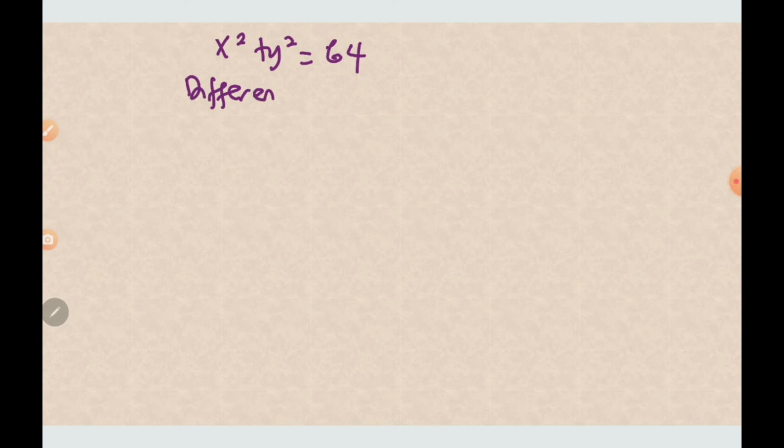Now we will be using the Pythagoras theorem, that is x squared plus y squared is equal to 8 squared, that is 64. We will differentiate both sides with respect to time t.